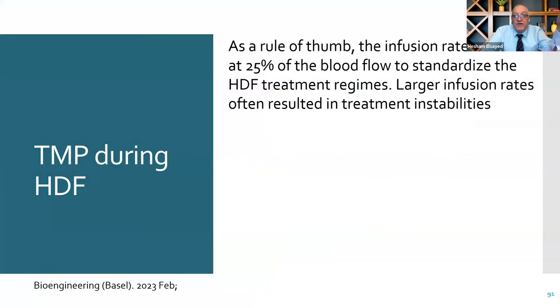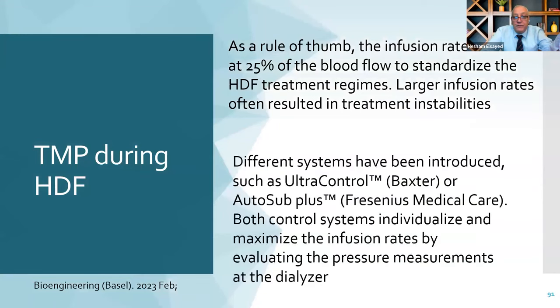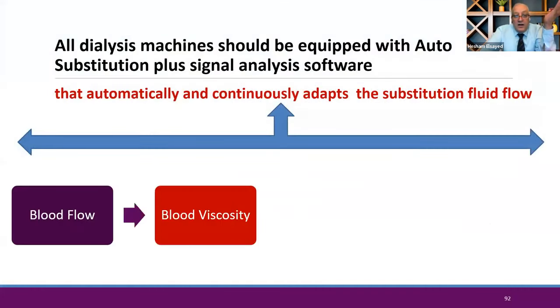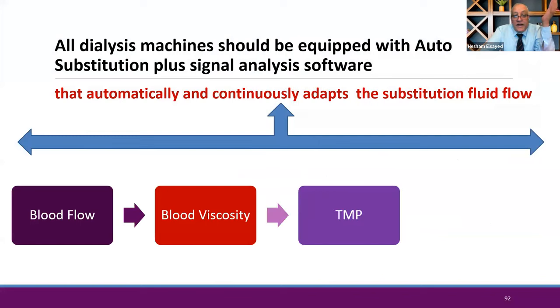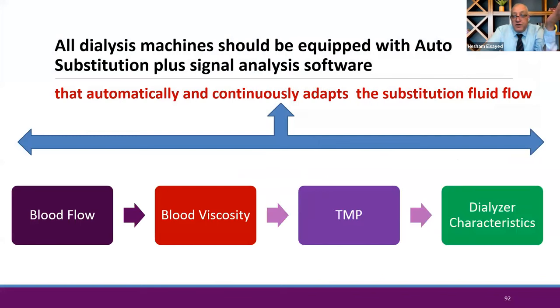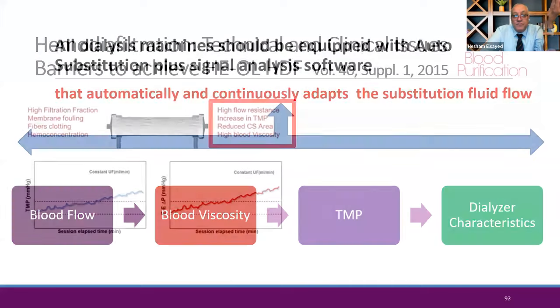As a rule of thumb, the filtration fraction should not exceed 25%. The UltraControl is for Baxter. It uses another technology, but with the same concept, and auto-substitution is by Fresenius. Both of them control the hemodiafiltration dose in order to have a safe extracorporeal circuit. Both of them are available, and increasing transmembrane pressure can be avoided.